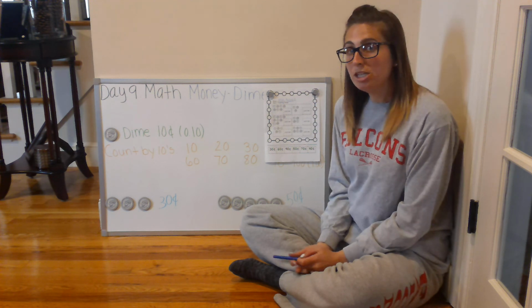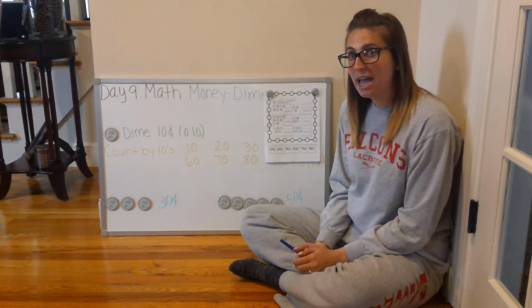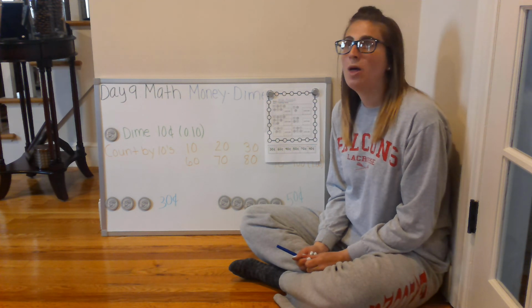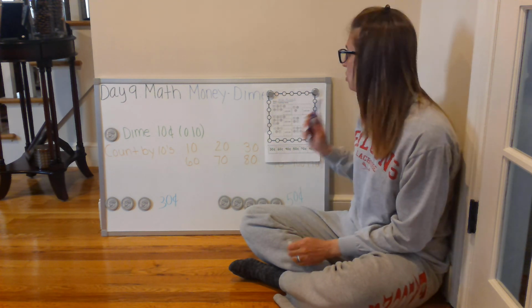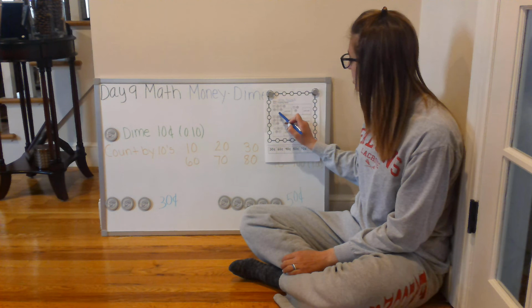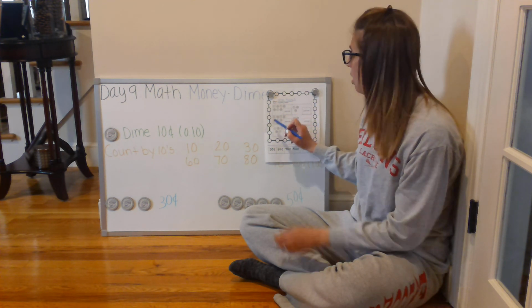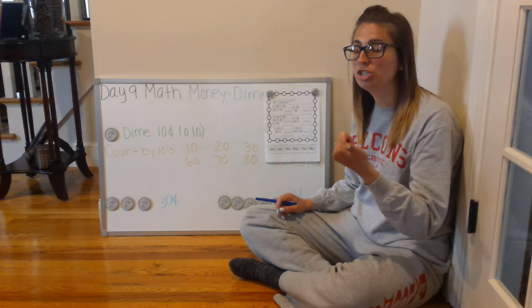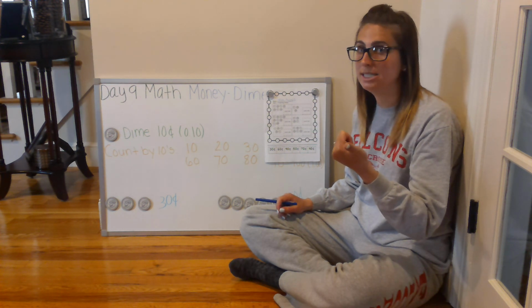So now we're going to complete 2 problems together, and then you will complete the last 4 on your own, as well as the cutting and gluing. First, we're going to start with the first box. We're going to count how many dimes we see in the box. That will determine how many times we have to count to 10.